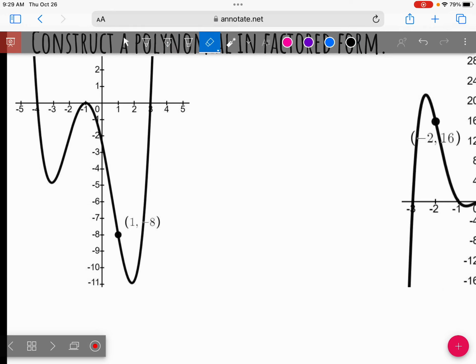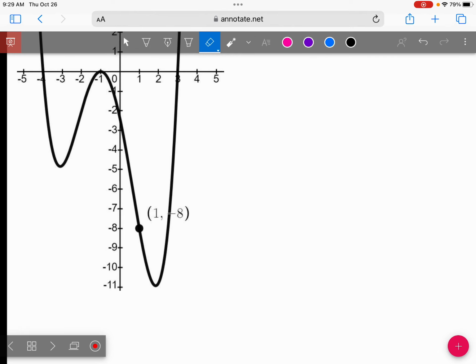So let's start with looking at this left-hand one. The first thing we're going to do is identify our zeros or our roots. Where are our roots on this one?